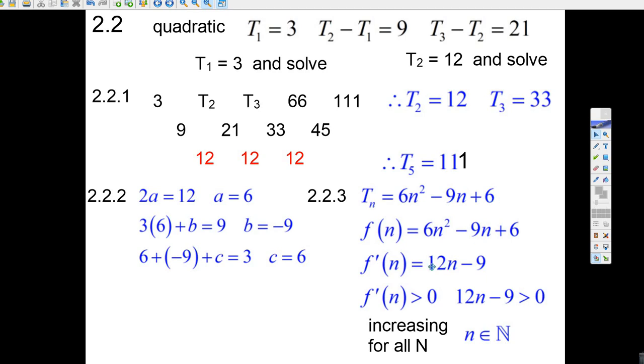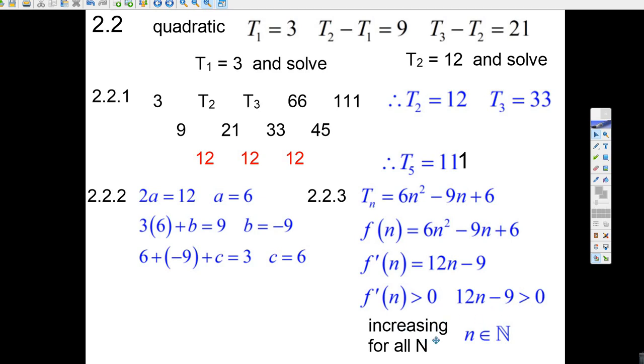Okay. Now the next question, they say, show that this will be increasing, getting bigger and bigger. Well, we can see it's getting bigger and bigger, but can you show that it's increasing for all natural numbers? Well, increasing, if this was a function, and we took the derivative, it's increasing whenever f prime of n is greater than 0. Well, let's look at this 12n minus 9. For any natural number, which is 1 or 2, well, 12 times 1 or 12 times 2 minus 9, they're always going to be greater than 0.